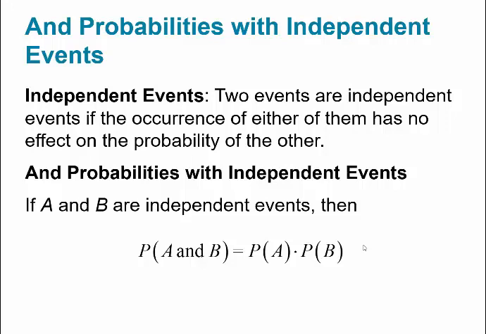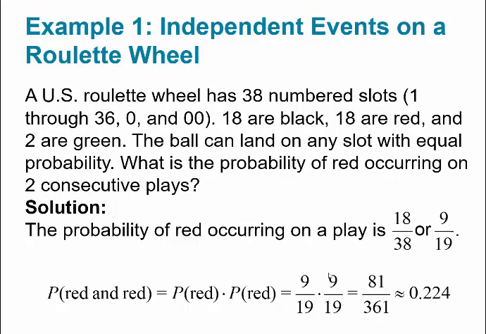Okay, so when you have probabilities with independent events, A and B, if A and B are independent events, and I ask you, hey, what's the probability event A and event B occurs? Well, that's just equal to the probability of event A times the probability of event B. And that's it. So let's try this one.